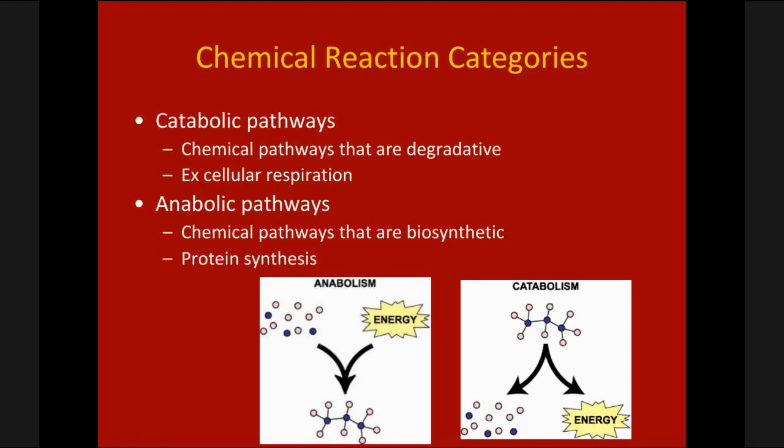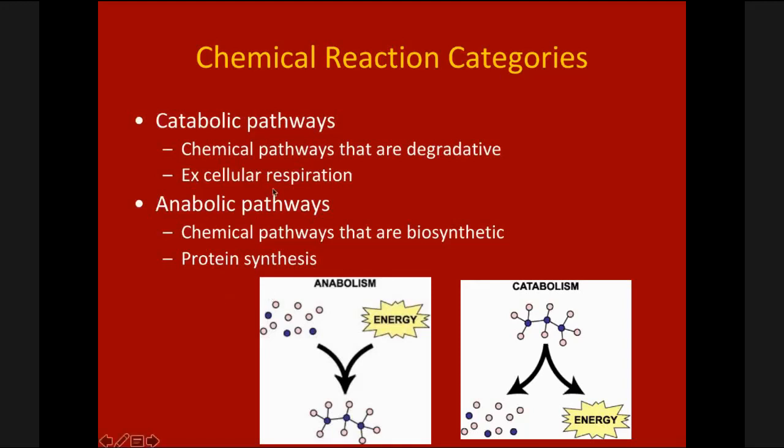Versus anabolic, which I always think A for assembling. It is what's called biosynthetic. It's making some kind of biological molecule. So for example, when we talk about your ribosomes assembling protein strands from amino acid monomers, that's an anabolic pathway. So anabolic pathways create something, catabolic pathways break them down.